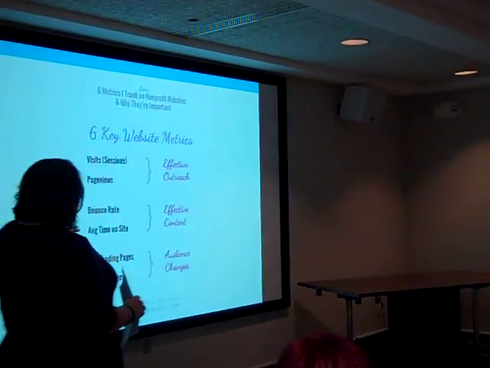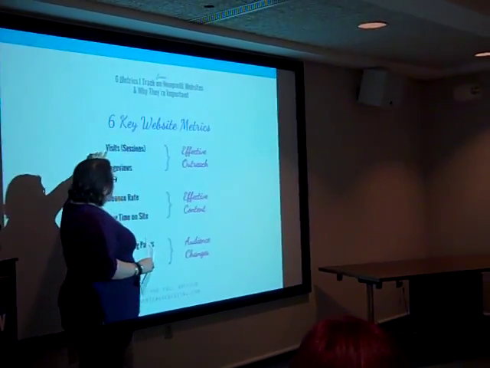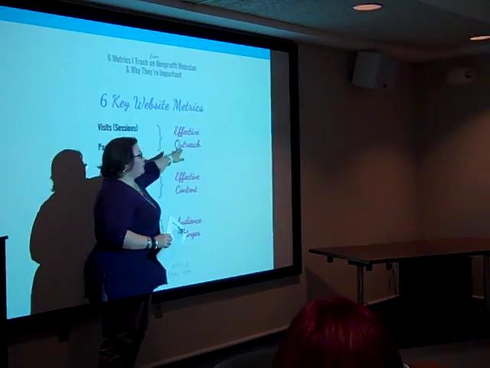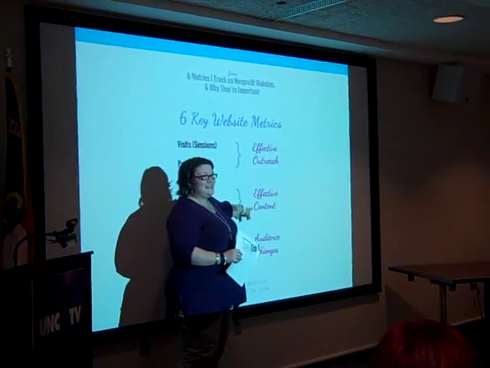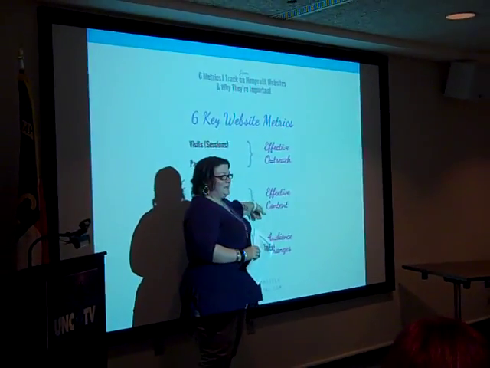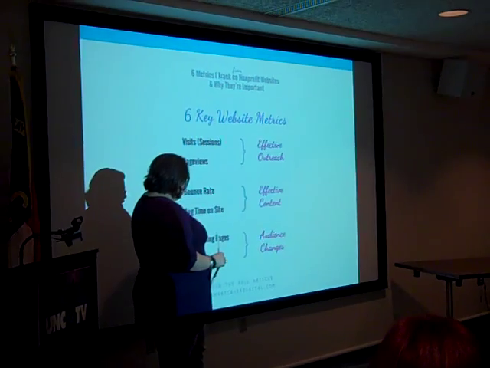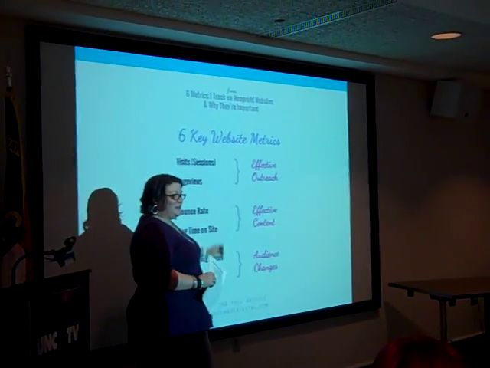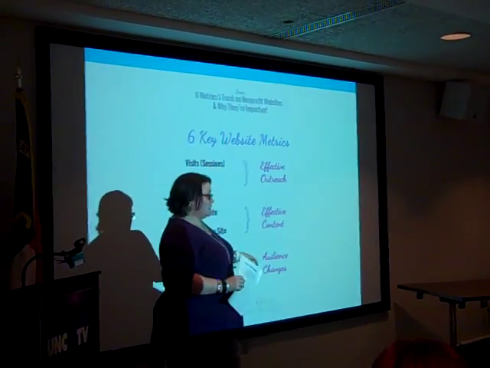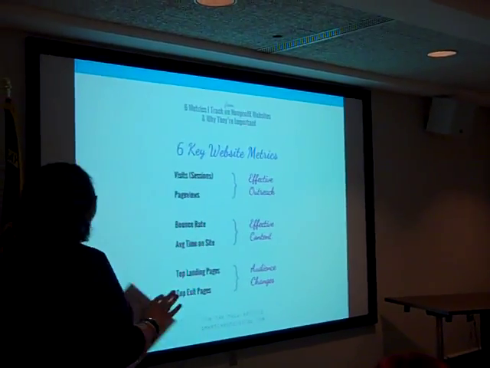So if you're looking at each of these things, they group together. The visits and the page views are where you're going to get your outreach. Your bounce rate and your average time on site is whether or not your content is effective. So if you have quality content that's keeping them on the site, or are they bouncing somewhere else? And then your top landing pages and your top exit pages, that's telling you you've got some turnover in the site and what you need to do with those things. So don't get overwhelmed. We're going to look at them.